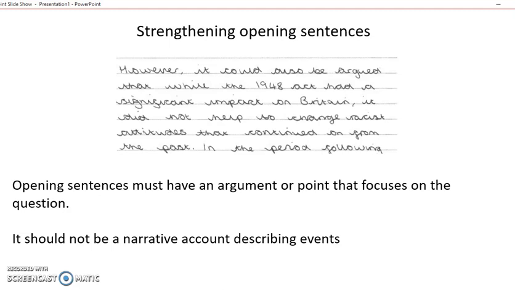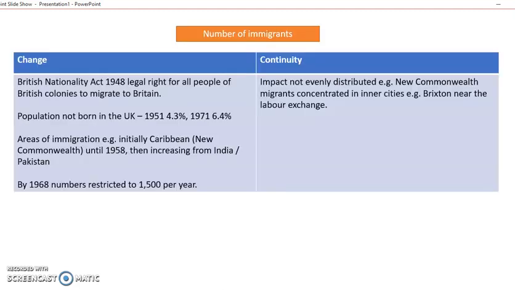So building into the evidence, some of the things you might want to think about for the paragraph on the number of immigrants. Well, the change starts with the 1948 British Nationality Act. Then we've got some nice statistics about how the number of people born outside the UK goes from 4.3% in 1951 to 6.4% in 1971, although you could argue that's not a vast increase.